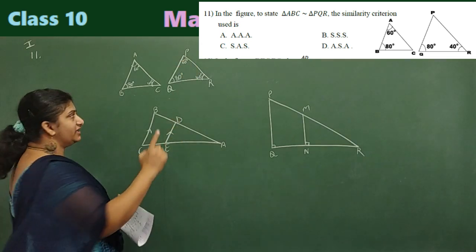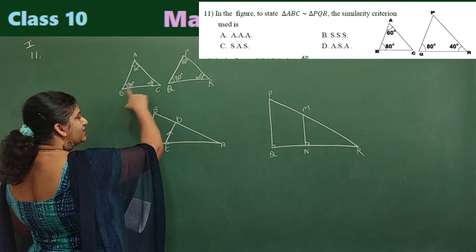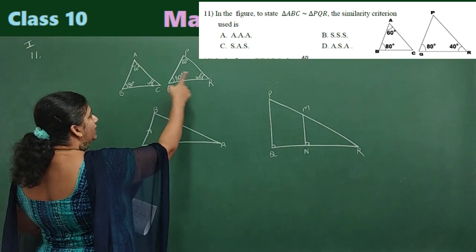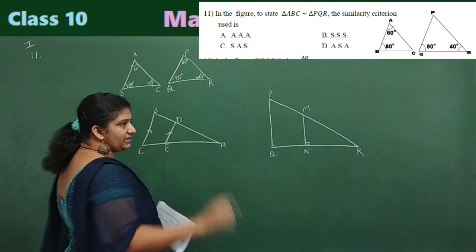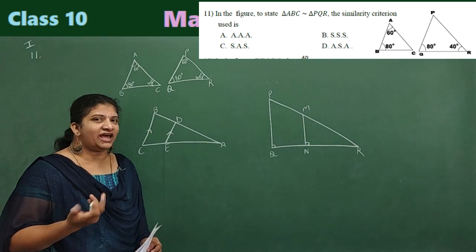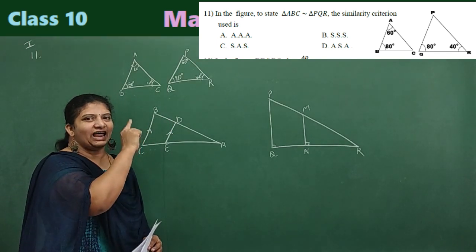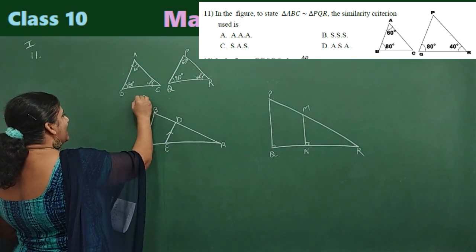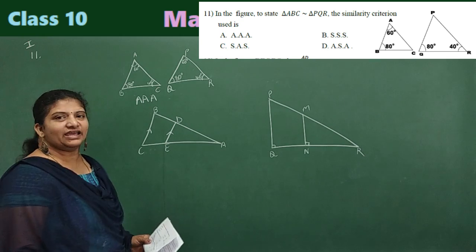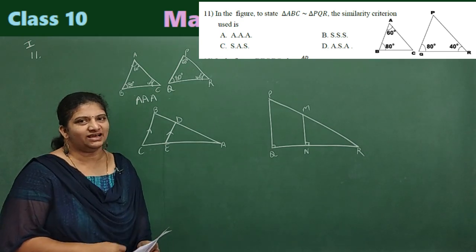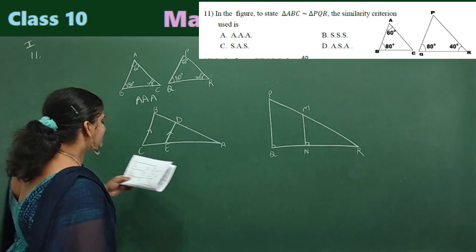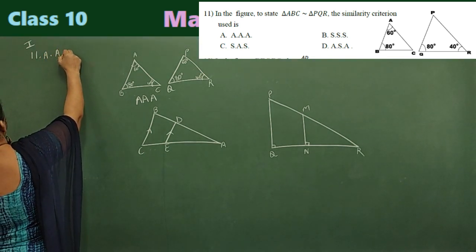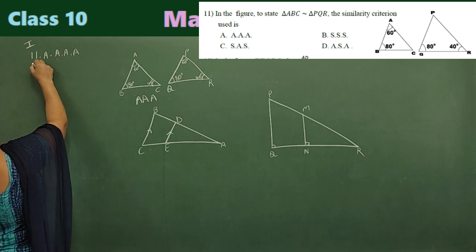Okay, now observe here. 80, 80. Corresponding angles of the two triangles are equal. 40, 40. 60, 60. Therefore, by which similarity criteria? Angle, angle, angle. That is AAA similarity criteria. I can say that these two triangles are similar. See the answer? Option A.